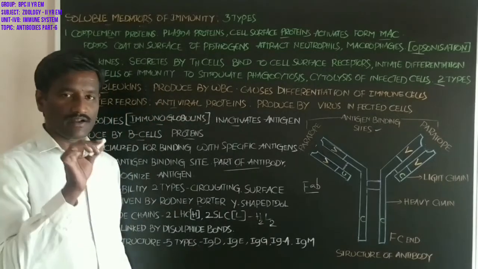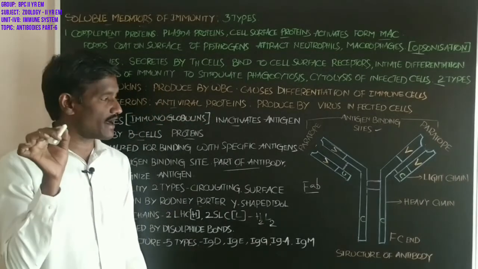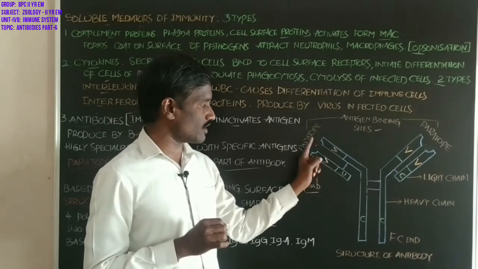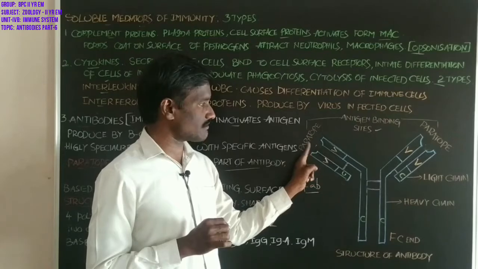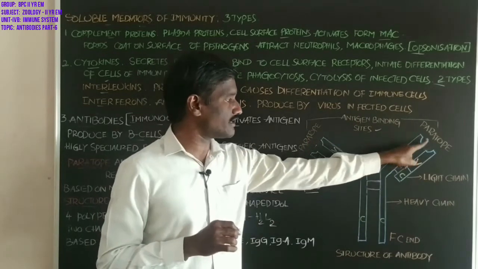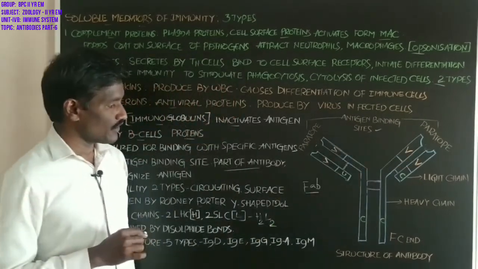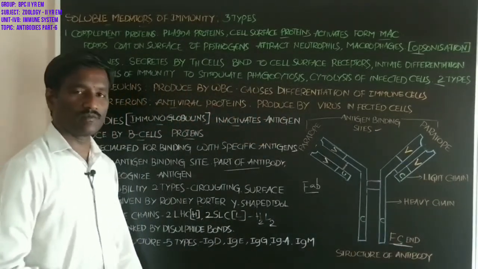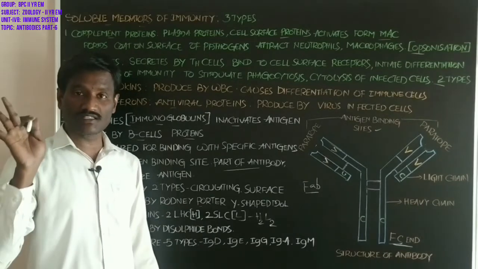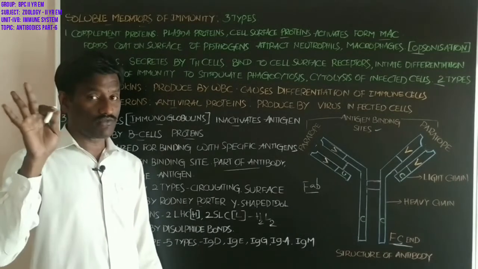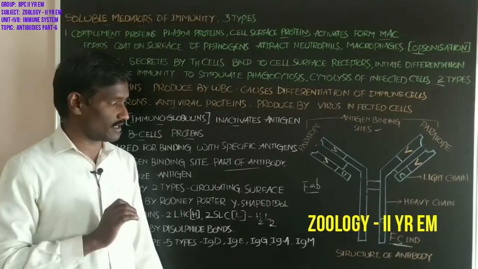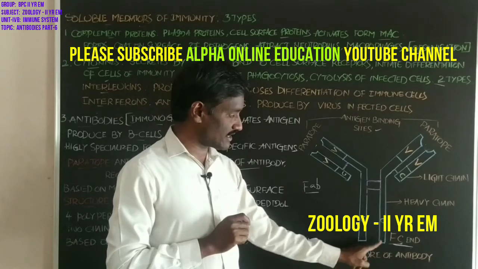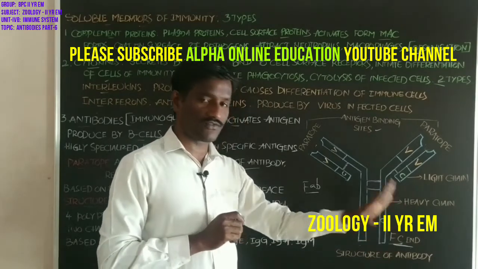Fab means fragment of antigen binding site. It is the antigen binding site of the antibody, so this region is called the fragment of antigen binding site. Then there is the Fc end, student. The Fc end is attached to the cell surface, the cell membrane of the B lymphocyte or the memory cell. So it is called the fragment of cell surface end.